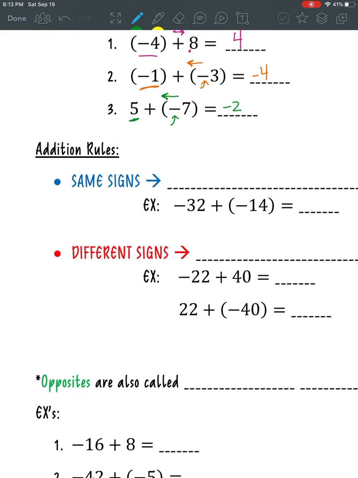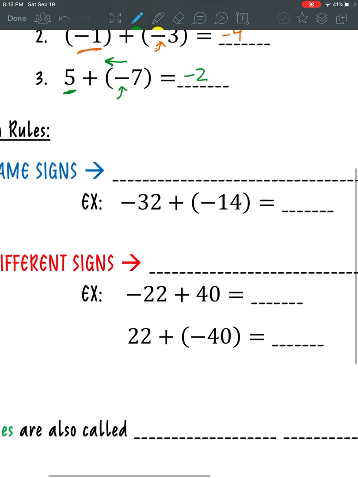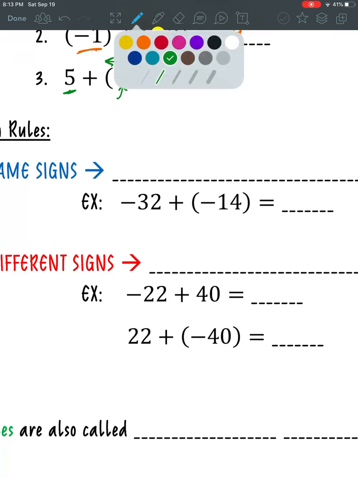Okay, now unfortunately we can't always use a number line if we're dealing with a problem with much bigger numbers. The number line isn't going to be very fun to draw. Take for example this next problem here. We have -32 and we're adding a -14. I wouldn't really want to create that number line. So let's talk about some rules that we can use where we don't need the number line.